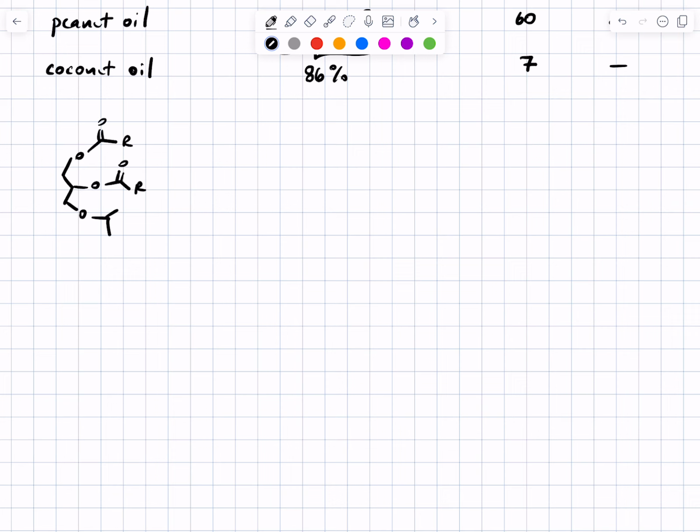Depending on the triacylglycerol, all of these fatty acid chains could be the same or different. What does hydrolysis look like and how might that occur? Well, you could do it with water. You could use an acidic catalyst. You could use bases for saponification.